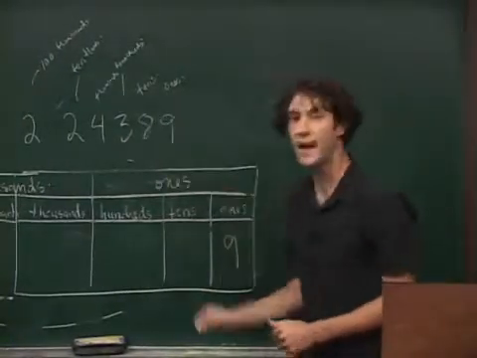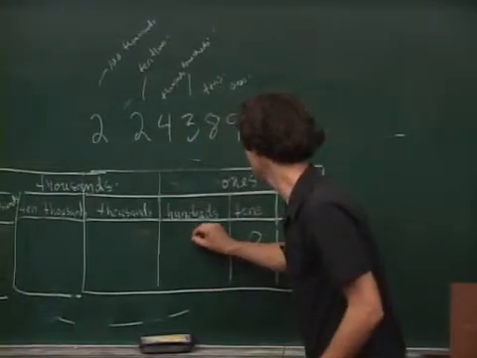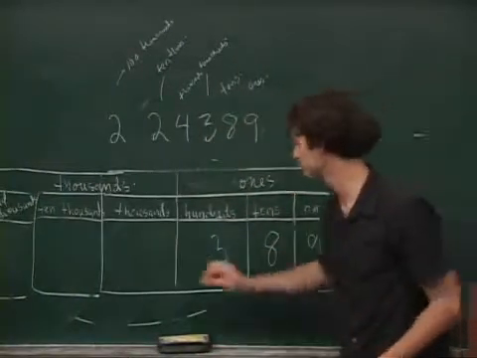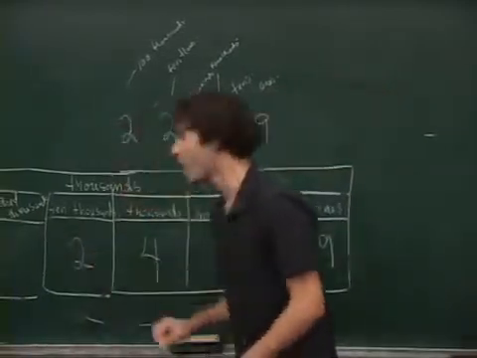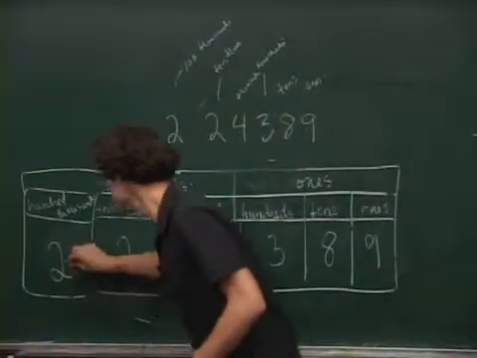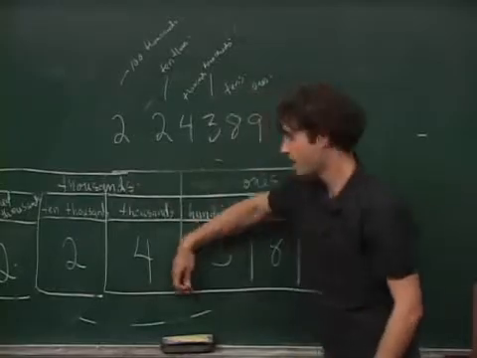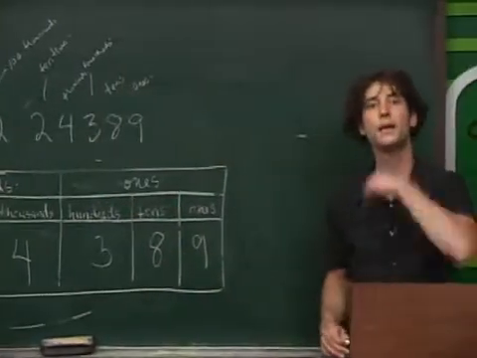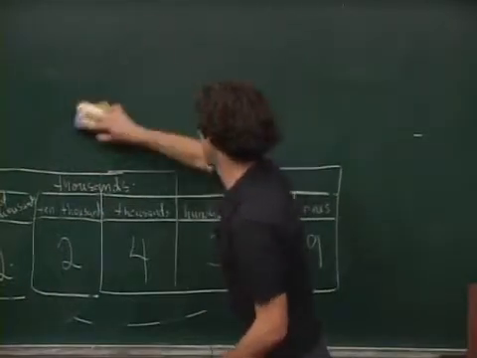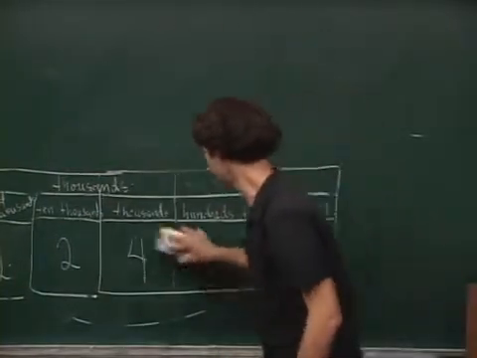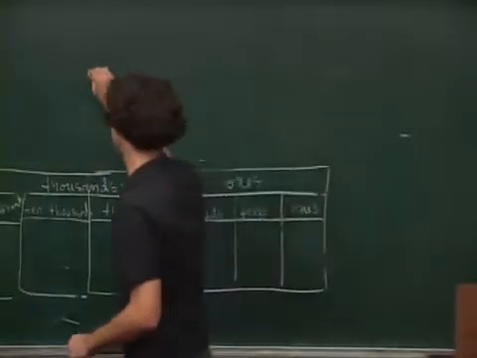9. How many tens? 8. How many hundreds? 3. How many thousands? 4. How many 10,000s? 2. How many 100,000s? 2. 224,389. Let's try one more. I'm going to take this away. This is your small test to see if you understand.